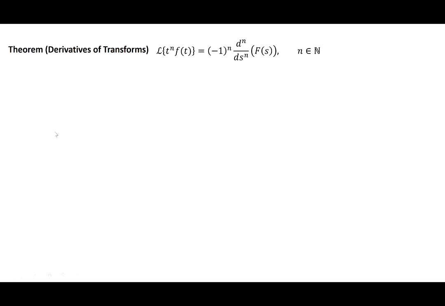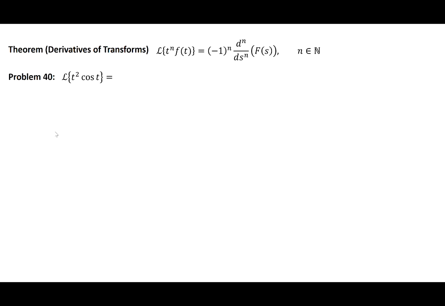Let's see. What is Laplace of t square cosine t? Maybe I'll just go ahead and talk about this concept using some example problems. Laplace of t square cosine t. Does that look like t to the n f of t? N is equal to, good, 2. F of t equals cosine t, good.